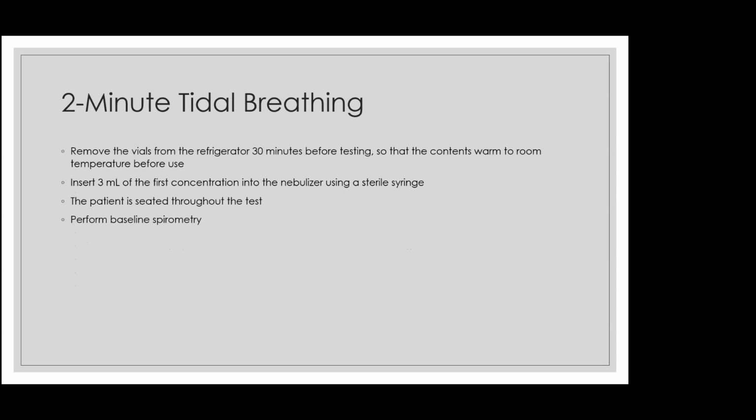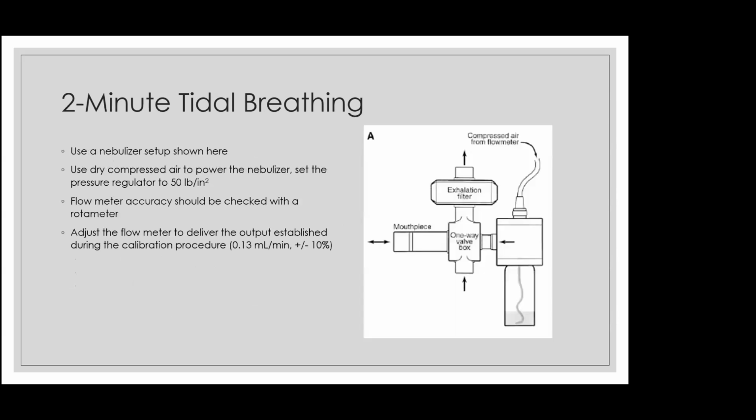A lot of the steps are initially the same. Remove it from the fridge, let it warm to room temperature. You take 3 milliliters of the first concentration into the nebulizer using a sterile syringe. Again, patient must be seated throughout the test, and you perform a baseline spirometry. This is a sample setup of how the nebulizer is set up. As you can see, very similar setup, mouthpiece, exhalation filter, and then an area for your nebulizer solution.